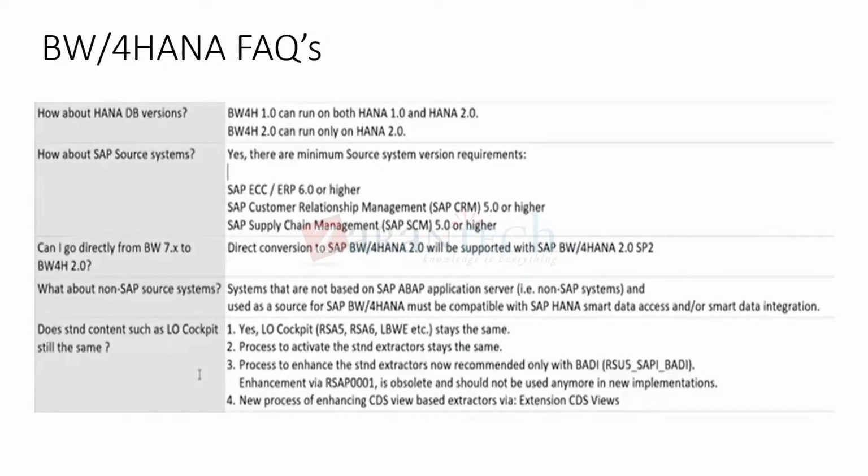Okay. What are the different versions of HANA DB? HANA is currently on the 2.0 version. And then what SAP source systems does this support? It supports ECC, ERP, any source system. So our BW for HANA can be used in conjunction with any source system. You name a system, you can extract the data from that particular source system. It is not only SAP ECC or SAP ERP.